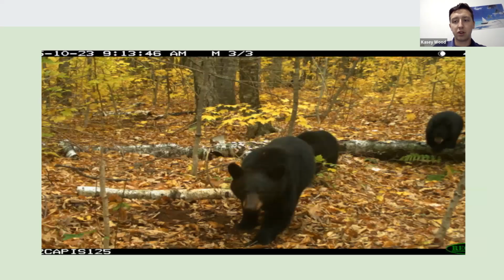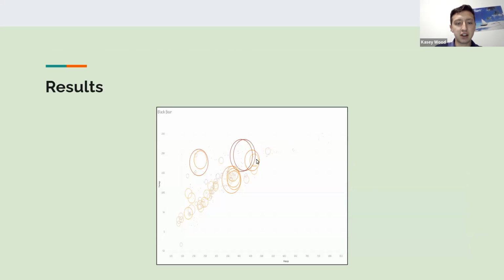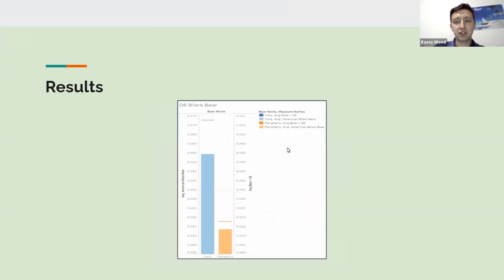So starting off, we have the data for the American black bear. As you can see here, we have precipitation on the x-axis and temperature on the y-axis. These larger circles represent greater abundance, whereas these smaller circles reflect zero to little abundance. And as it shows, it appears that there's a lot of abundance in the core versus the outer edges. And based on the graphs that I configured, it demonstrates that these bears do indeed have higher abundance in their core space versus their periphery.